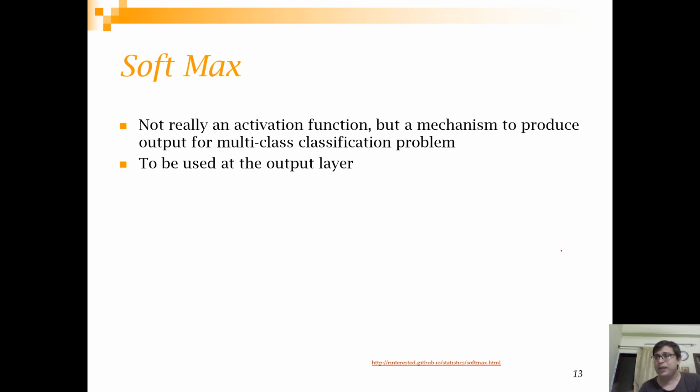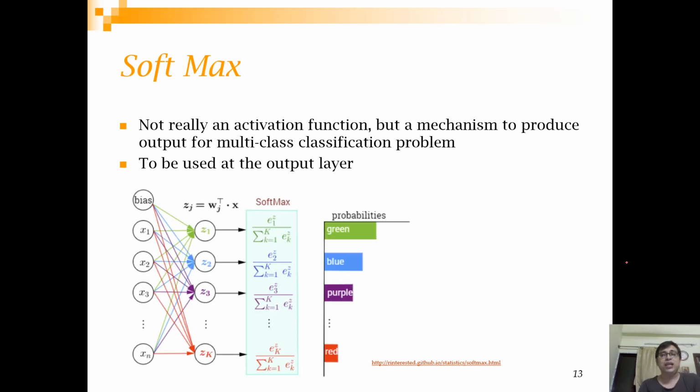Now let's look at softmax. You may not really count that as an activation function. It is just a mechanism to produce output for multi-class classification problems, not binary classification, and it can be used at the output layer. Essentially, if you have n output classes, you can use a softmax, and that will give you a probability vector, which is the probability of each of the classes. Here you can see that the green class has the highest probability, and of course the probabilities across all the classes add up to 1.